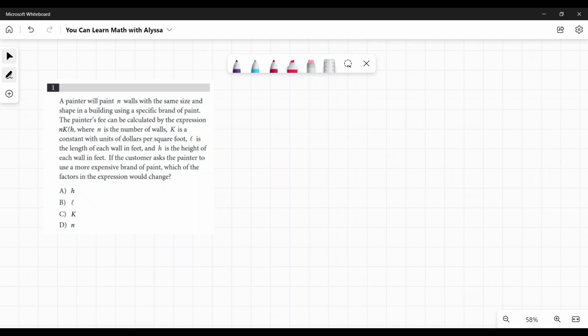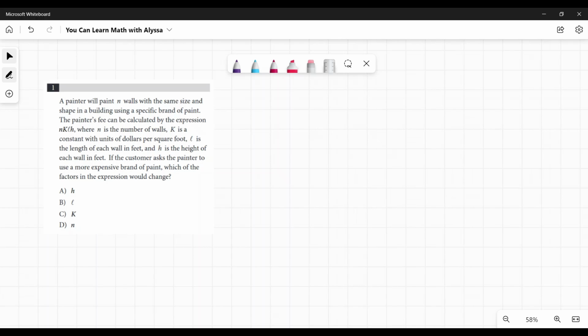These are the answers to Section 3, the non-calculator section of Practice Test number 3, available on the College Board website. Again, this is Section 3, non-calculator from Paper Practice Test number 3.